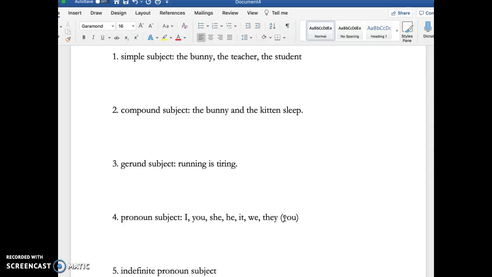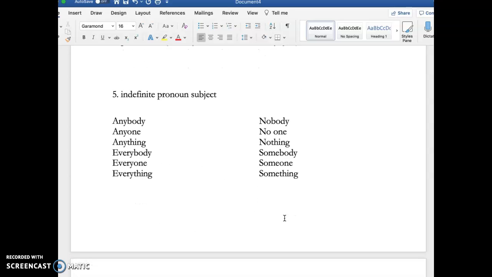And then finally, we have an indefinite pronoun subject. These are not all of them, but an indefinite pronoun is, again, referring to something like the way she might be referring to a bunny, but it's not clear who you're referring to. Anybody, anyone, anything, everybody, everyone, everything. Nobody, no one, nothing. Somebody, someone, something. I bet you see a pattern here, right? These are all examples of indefinite pronouns, and they can be the subject of the sentence.